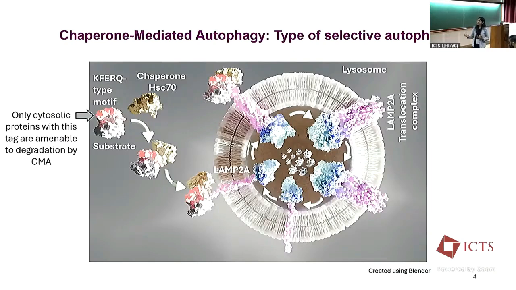The mechanism is this KFERQ motif binds to a chaperone, which is HSC70. Together, they form a complex and go to something called lysosomal associated membrane protein, an integral membrane protein in the lysosome. It multimerizes, this is the multimerization complex. It forms a translocation complex wherein the substrate enters into the lysosome and is degraded. So this is a seminal process that happens.